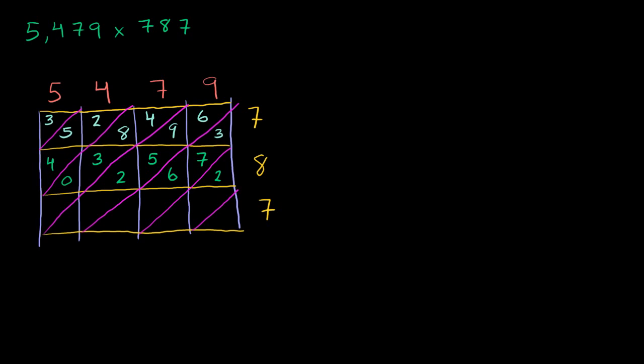I'll switch colors again. 9 times 7, we saw that before, it's 63. 7 times 7 is 49. 4 times 7 is 28. And then 5 times 7 is 35. We're done all of our multiplying. Now we can switch our brains into addition mode. Let me find a nice, suitable color for addition. Maybe a pink will do for addition.